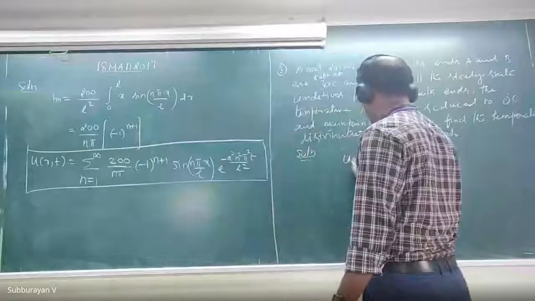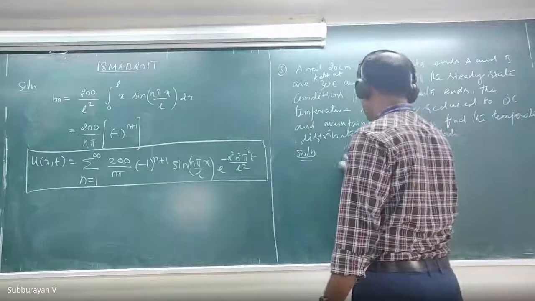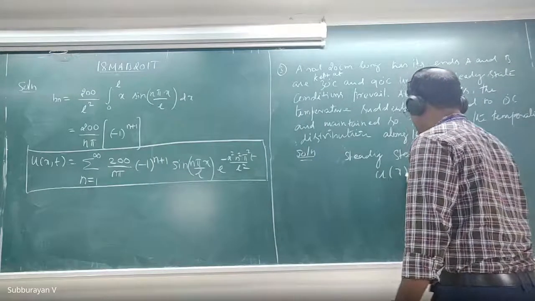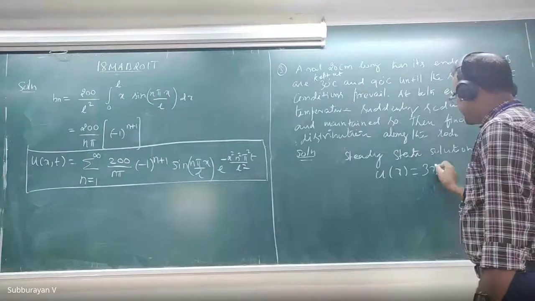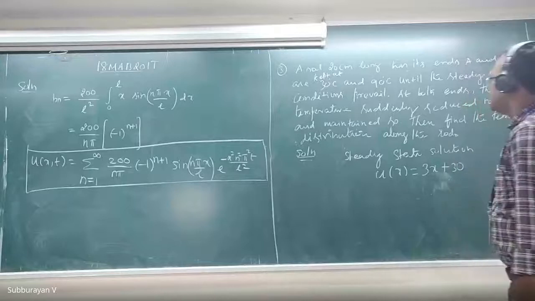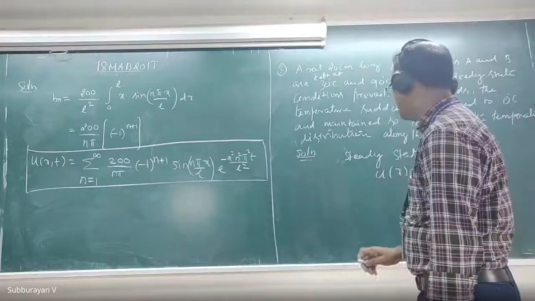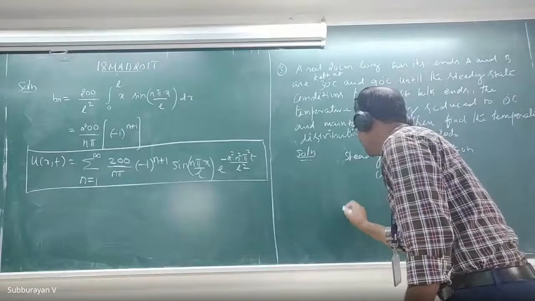So what is u of x, the steady state temperature distribution? 3x plus 30. Steady state solution, u of x equal to 3x plus 30. If I substitute x equal to 0, then it is 30. If I substitute x equal to 20, yeah, very good. Then what are the conditions? What is the equation here?